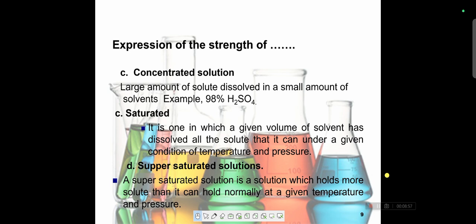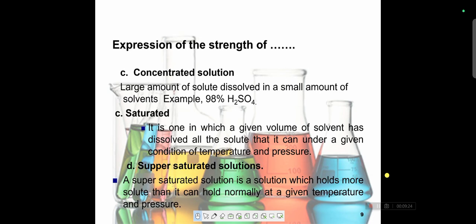Now the next one is the saturated solution. So what are saturated solutions? These are the ones in which a given volume of solvent has dissolved all the solute it can under given conditions of temperature and pressure. So when we mix a given volume of solvent with the solute, under given conditions of temperature and pressure, this is called a saturated solution.